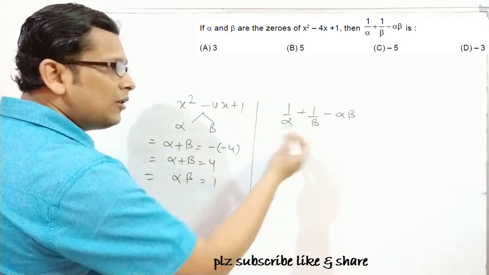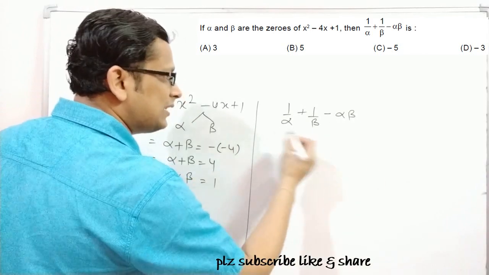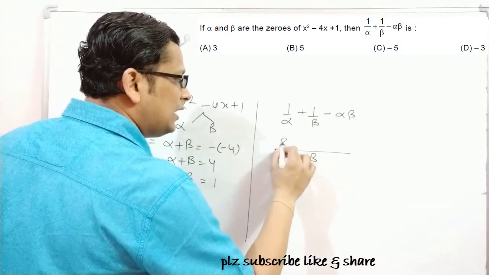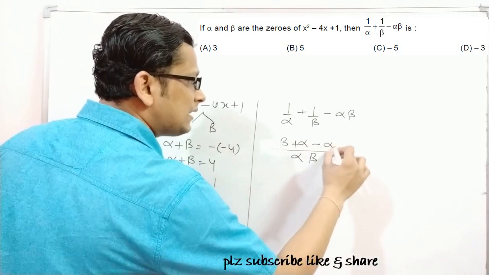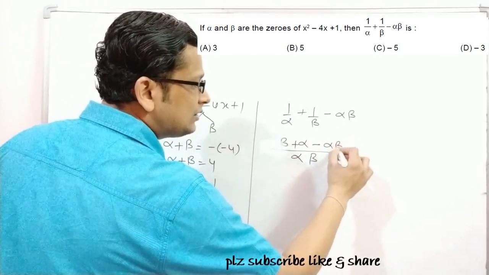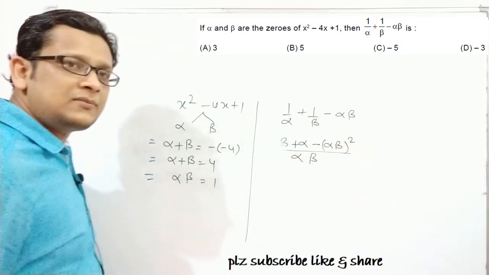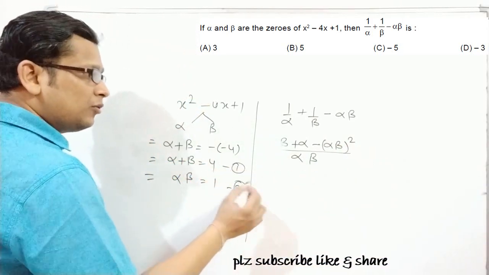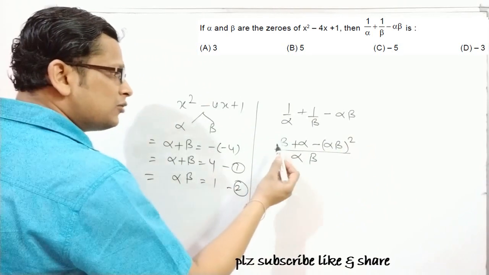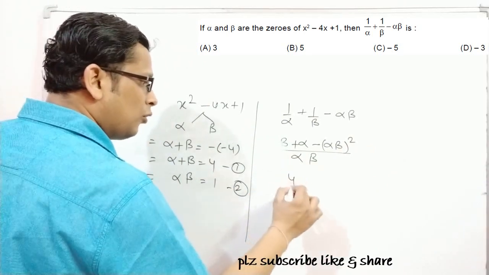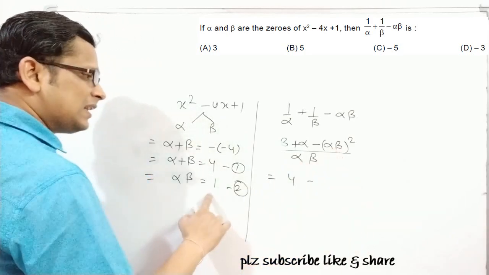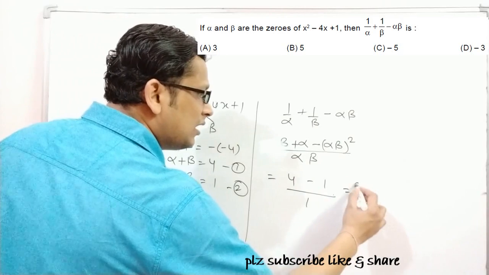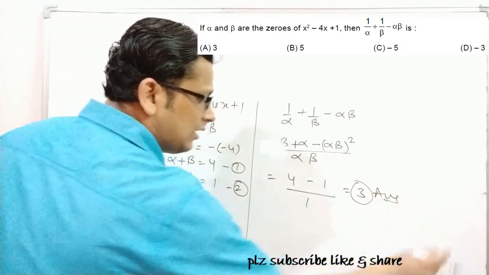Now we have to find out the value of this expression. We take the LCM of alpha and beta, so we get beta plus alpha over alpha beta, minus alpha beta. We put these values from equation 1 and equation 2 in this expression: alpha plus beta is equal to 4, and minus alpha beta is equal to 1. So 4 upon alpha beta, which is 1, minus 1, the answer is 3. So 3 is the correct answer for the given question.